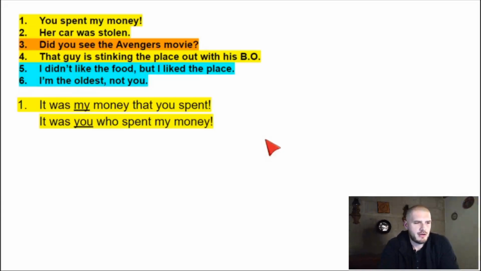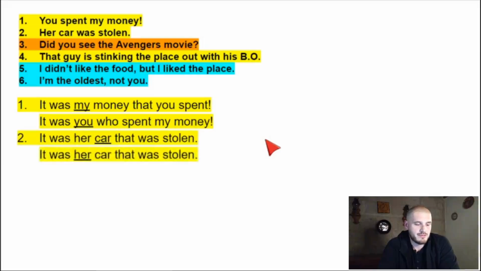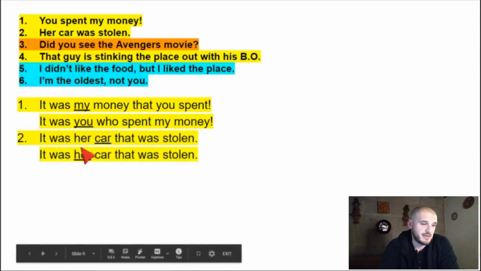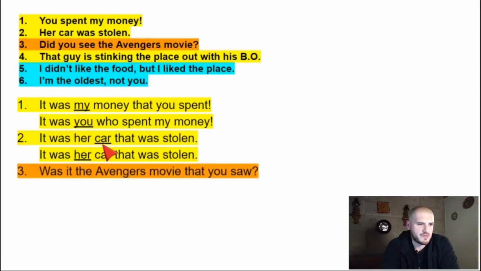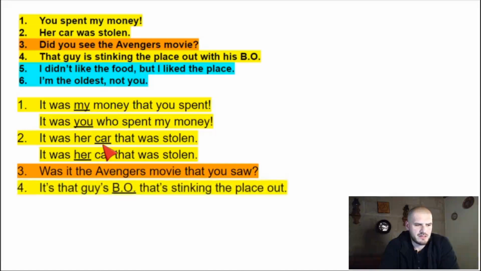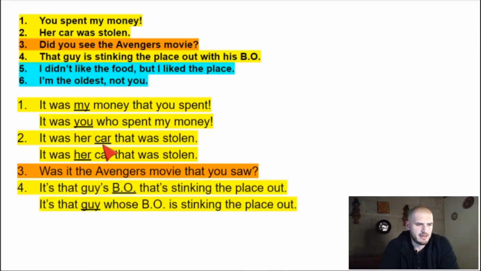Okay, number 2, her car was stolen. It was her car that was stolen. In this case, because it's passive voice, it's the same sentence, but we just change our intonation. Number 3, was it the Avengers movie that you saw? Number 4, that guy is stinking the place out with his BO. It's that guy's BO that's stinking the place out. BO is body odor, okay? It's that guy whose BO is stinking the place out. Depends if I want to focus on the guy or the smell.